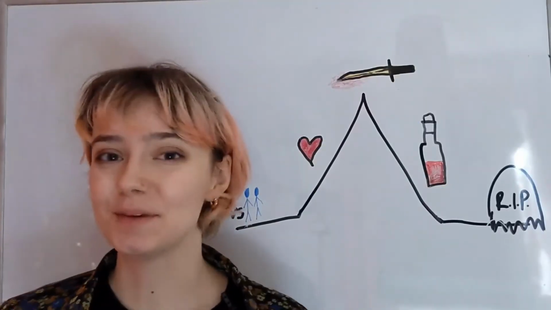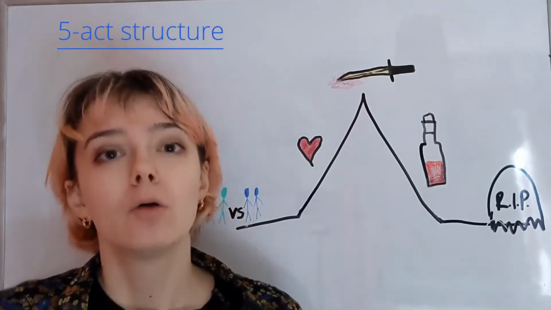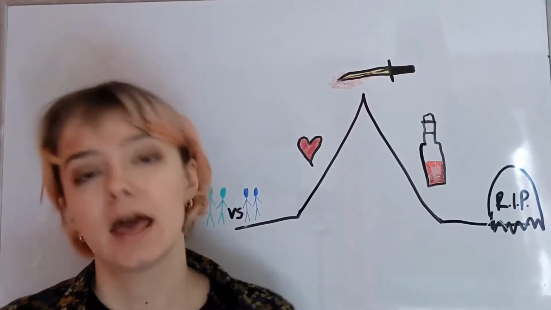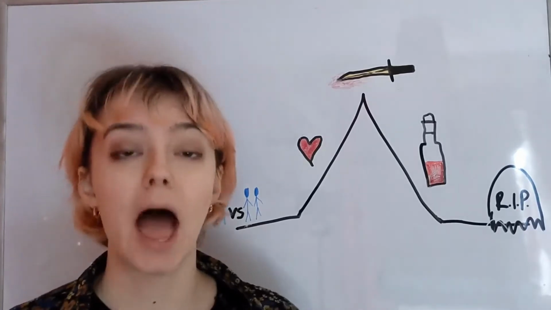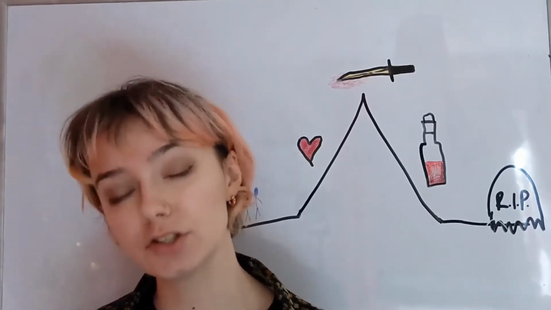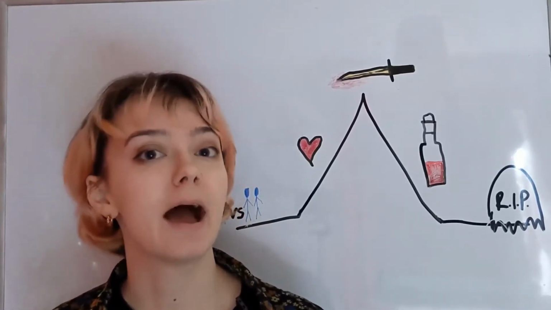Hi, this video is going to be on the 5-act structure. Romeo and Juliet has 5 acts, and each act can be seen to be a point in the play's progression. And because Romeo and Juliet is a tragedy, we can follow this to see how we end up at the play's tragic ending.